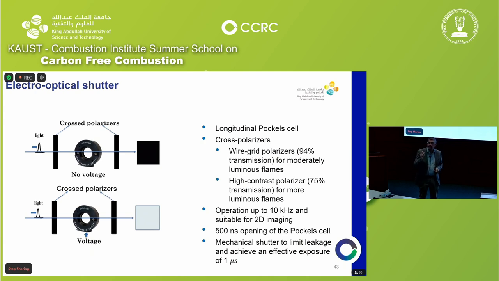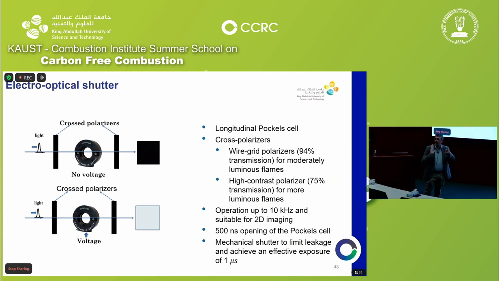What we're doing here at KAUST is using an electro-optical shutter, nothing else than a Pockels cell between two cross-polarizers. How does a Pockels cell work? You apply voltage, it opens the gate, meaning you rotate the polarization. Without voltage, the two crossed polarizers, in principle, completely suppress the light. When you open the Pockels cell, you rotate the polarization of the light, so the gate is open and you can collect the signal. For a short time, it can be as low as 500 nanoseconds, or even lower, actually. 500 nanoseconds is limited by our laser pulse.